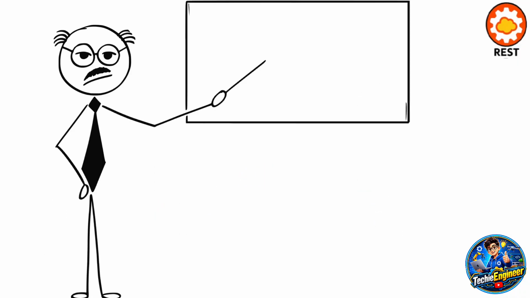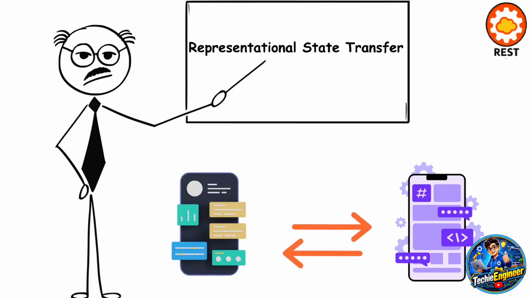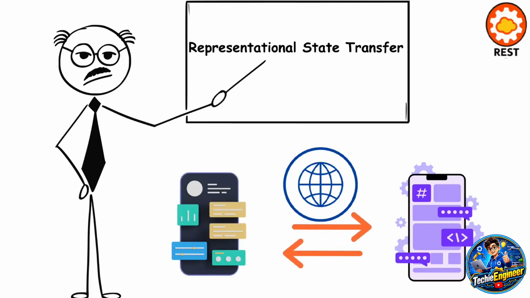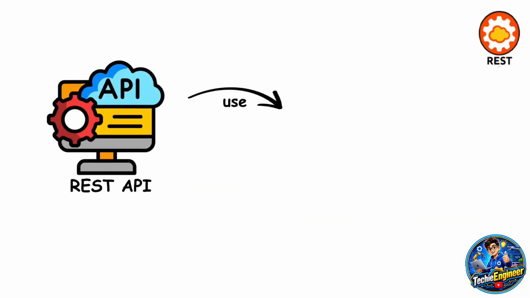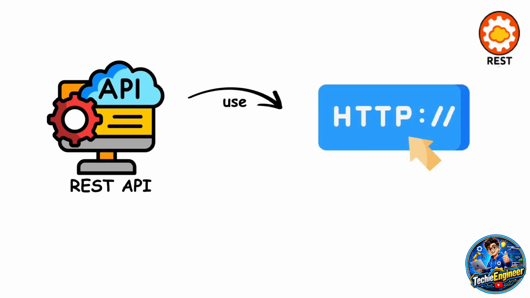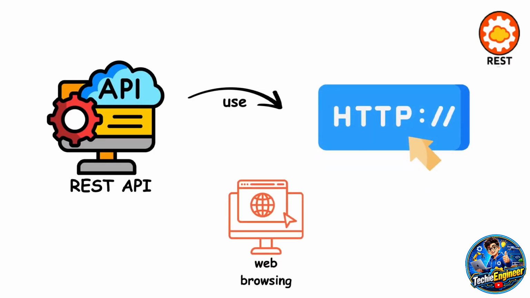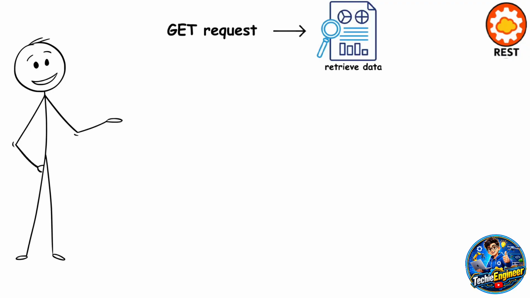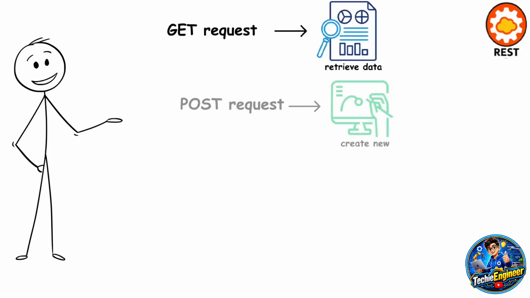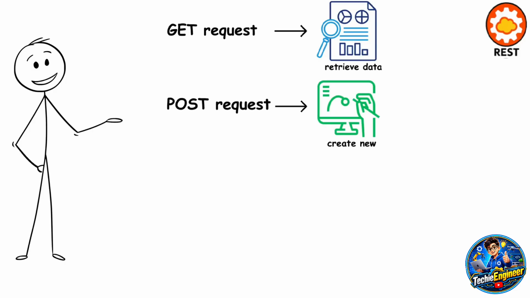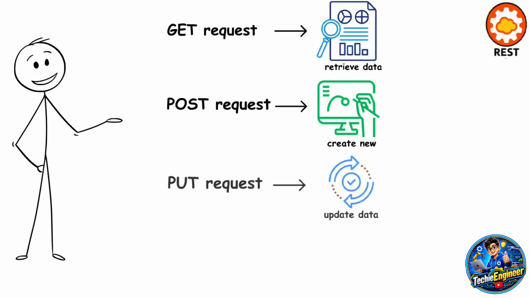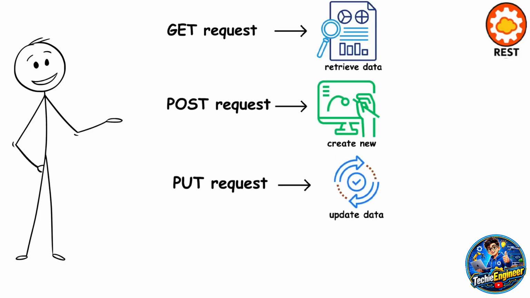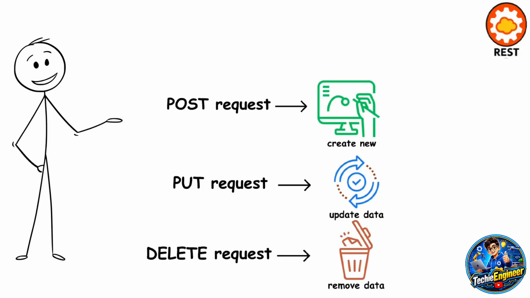REST stands for Representational State Transfer. Fancy words that basically mean a simple way for applications to talk to each other over the internet. REST uses the same HTTP methods you already know from web browsing. GET to retrieve data, like asking, "Show me all users." POST to create something new, like add this new user. PUT to update existing data, and DELETE to remove it.